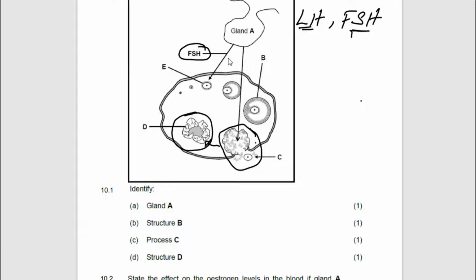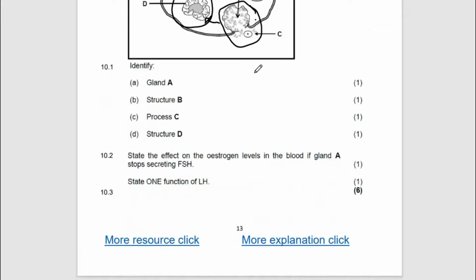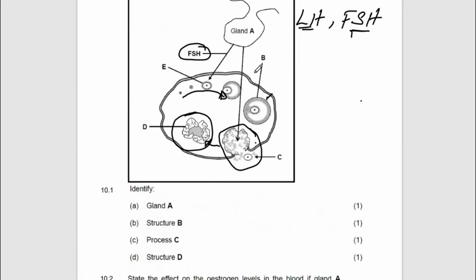So basically we have seen it. We said this is a mature Graafian follicle and then these are the developing follicles. All right, let's start to answer the questions. Gland A, we have seen that gland A is the pituitary gland, or sometimes we can call it hypophysis. Pituitary gland or hypophysis.